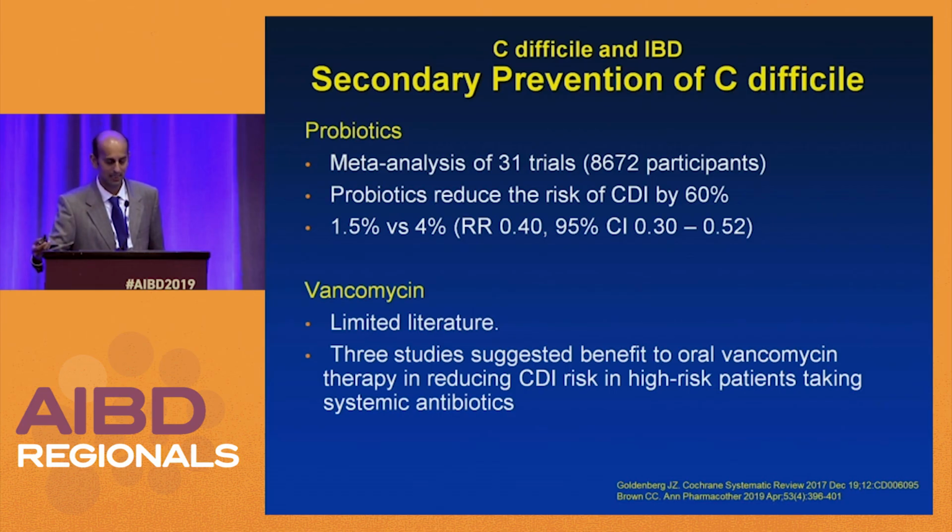diff infection by 60%. There are 3 studies that also suggested that co-treatment with oral vancomycin when someone who's had C. diff before goes on other antibiotics reduces risk of C. diff in high-risk patients. So this is something that I do sometimes in my population where they've had C. diff before and now need to go on systemic antibiotics. There are 3 studies that suggest that there's some benefit to co-treating them with oral vancomycin.